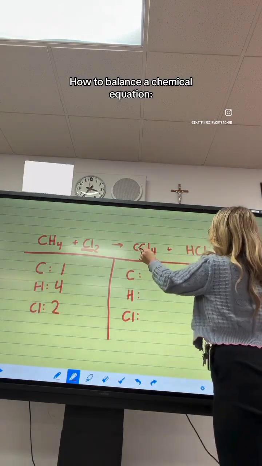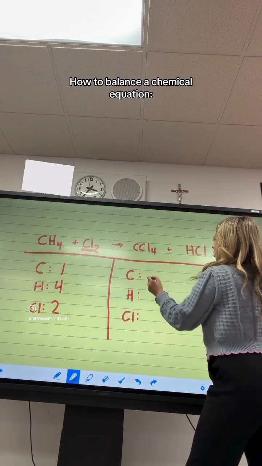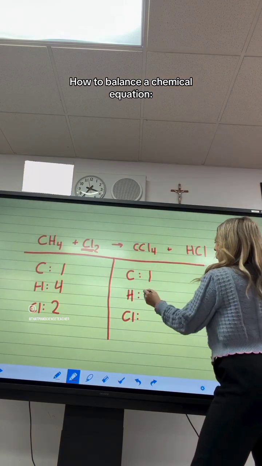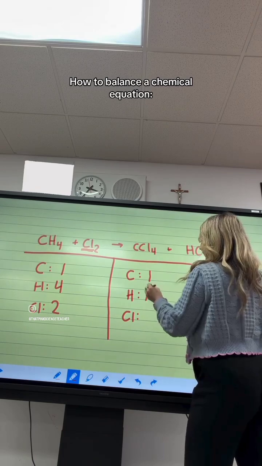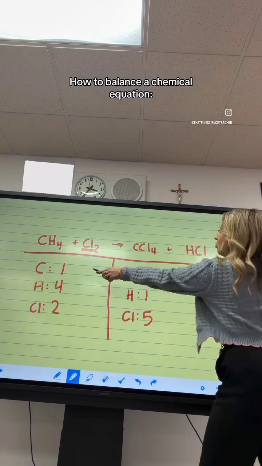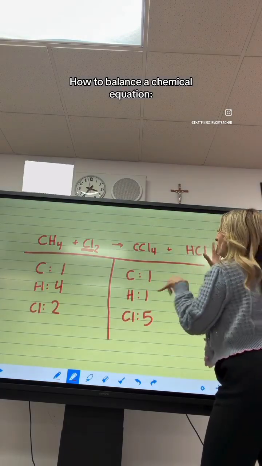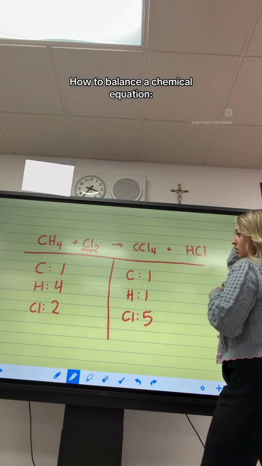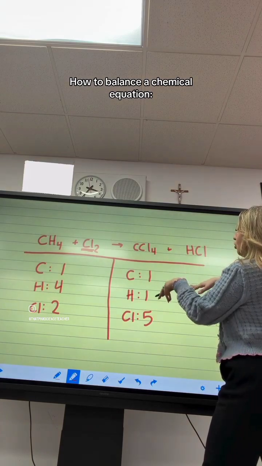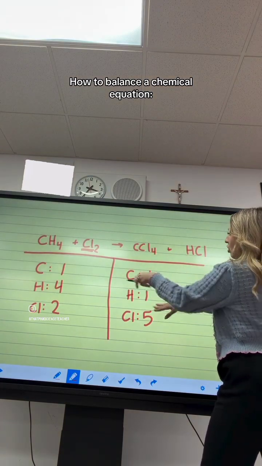What about here? How many carbons do I have? 1. How many hydrogens do I have? 1. How many chlorines do I have? 5. So here, does anything look alike? The carbons. Okay, so what should I do to get this to look like that?